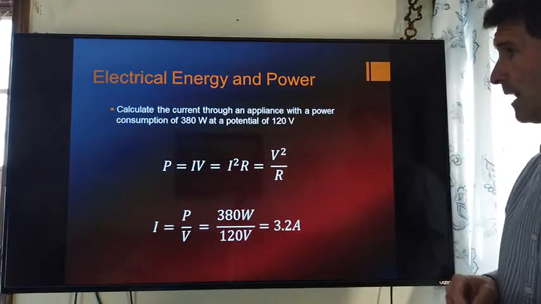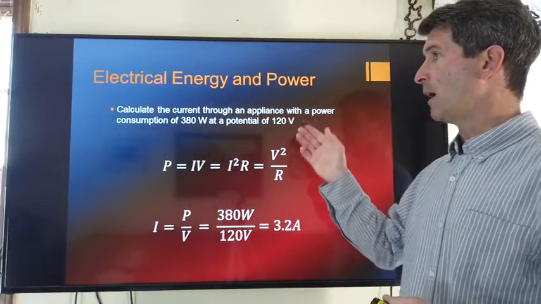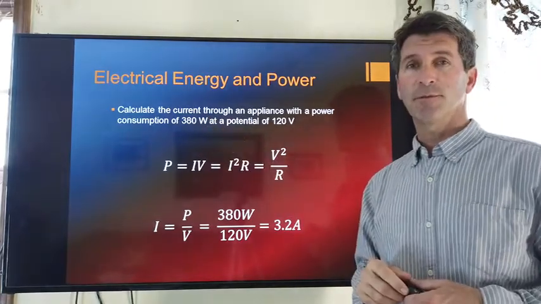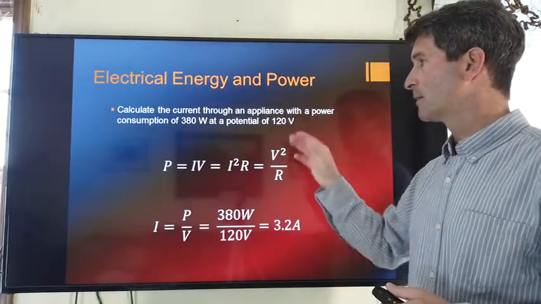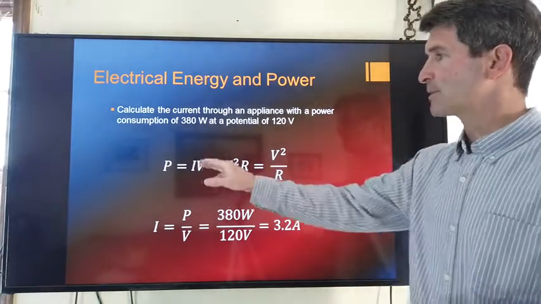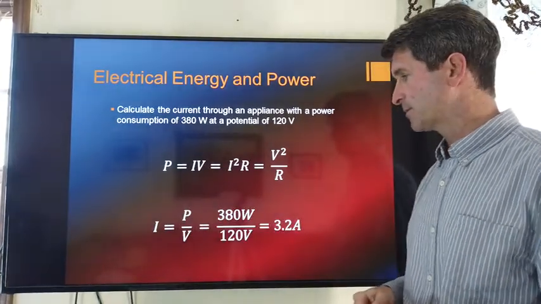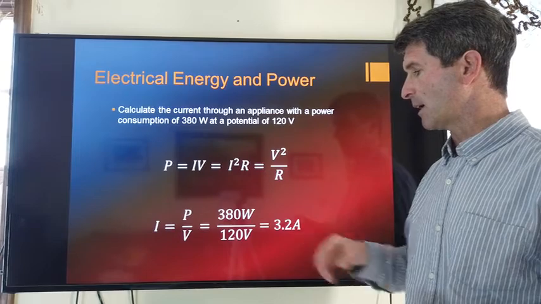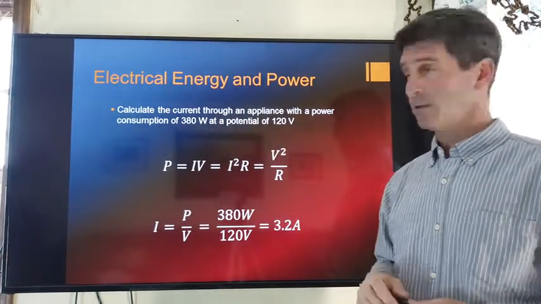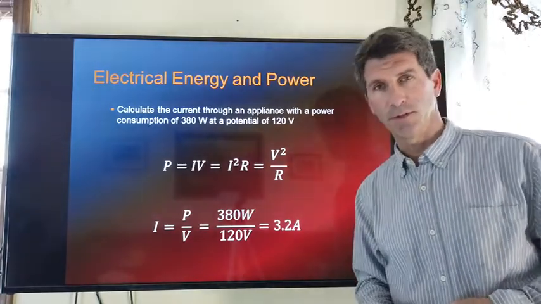Here's another case where we're calculating. Here we're going to use this a little bit differently. We're going to calculate the current through an appliance with a power consumption of 380 watts. Again, it's hooked to house current, so it's 120 volts. P equals IV, but now we're going to solve for I. I equals power divided by voltage. 380 watts divided by 120 volts. That tells me to use this much power at 120 volts, we're drawing 3.2 amps.